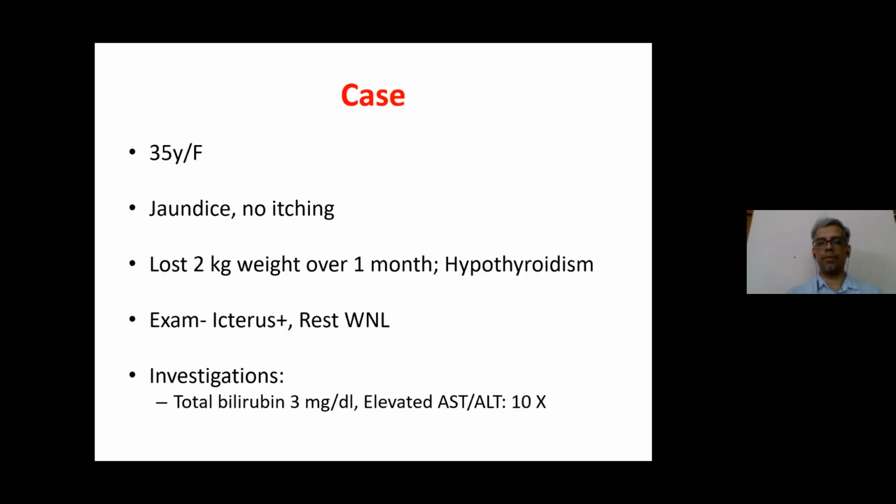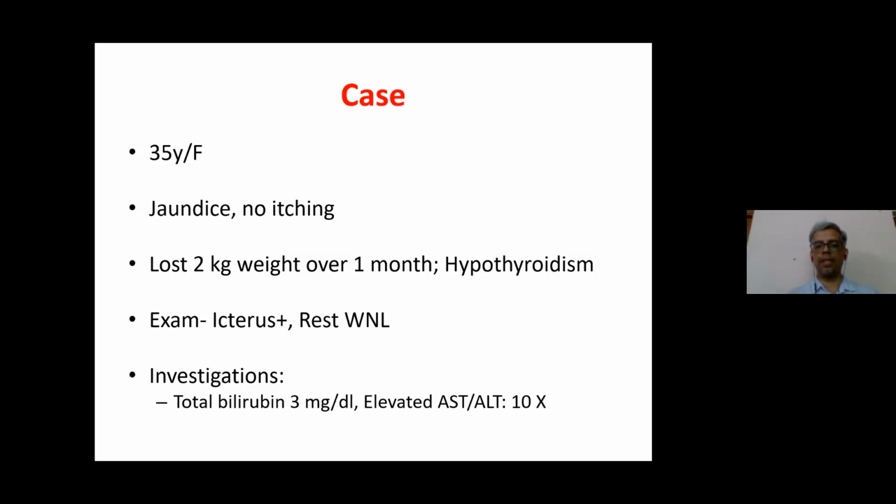Our case for today's class is a 35-year-old young lady who presented to us with a history of jaundice. She didn't complain of any itching. Additionally, she had a weight loss of 2 kgs over the past 1 month. She was hypothyroid and was taking supplementation for the same. Her examination, apart from icterus, was unremarkable.